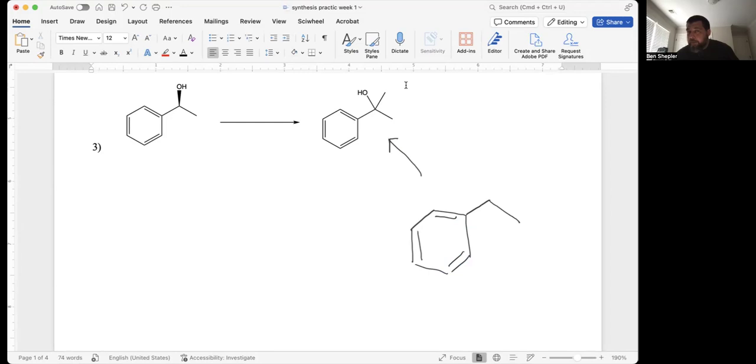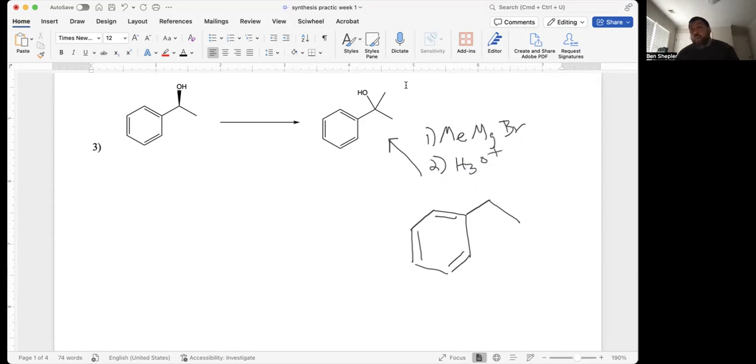So how many carbons do I need to add? What's the length of the carbon chain that I need to add? One carbon? Yes. So I want my Grignard reagent, if I'm going to go that route, to have a methyl group. So the Grignard reagent that I probably want to add is methyl MgBr. And then I need the water workup or the acid workup, the H3O plus, to make it neutral.